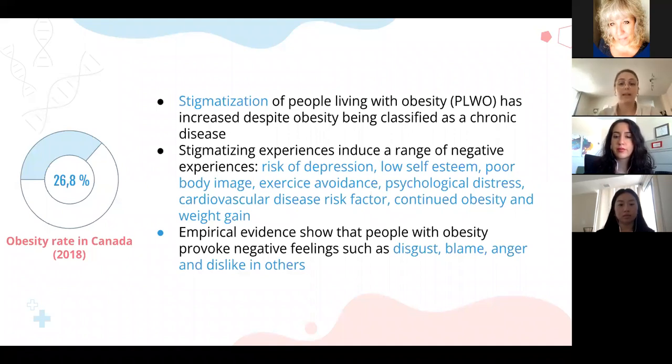While weight stigma can occur at diverse body weights, the highest rates of weight discrimination are often reported among adults with class 2 to class 3 obesity, which means a BMI equal to or above 35. And these stigmatizing experiences induce a range of negative consequences for both emotional and physical health, including increased risk of depression, low self-esteem, poor body image, exercise avoidance, psychological distress, cardiovascular disease risk factors, continued obesity, and weight gain.